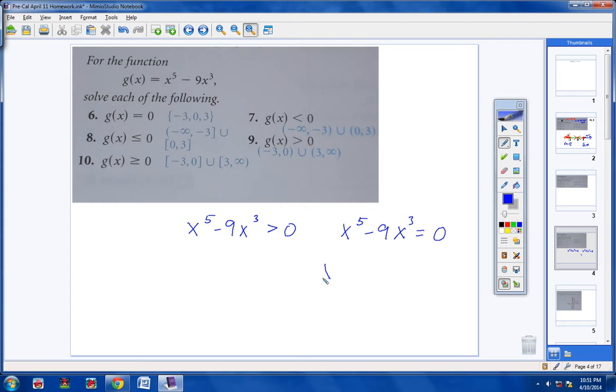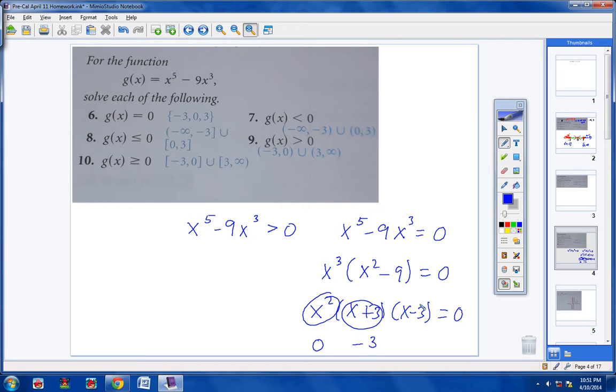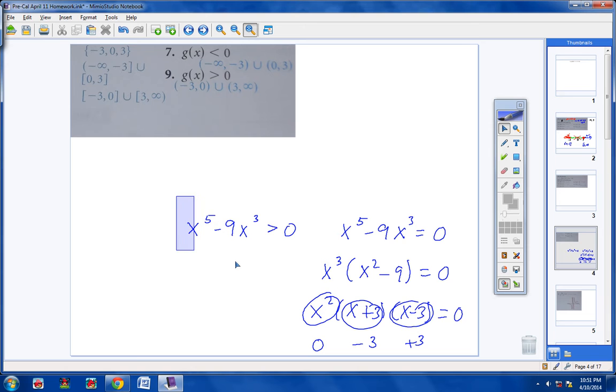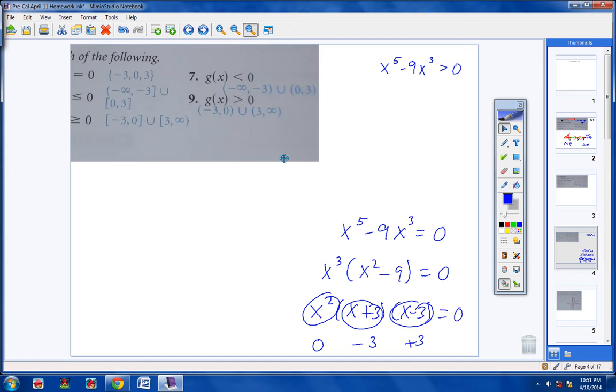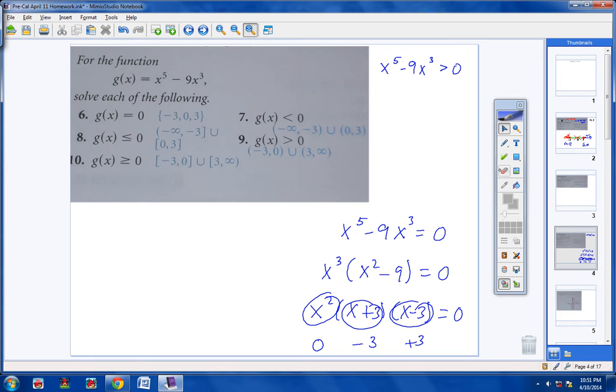Next we factor, so we're going to pull out an x cubed, and we're left with x squared minus 9, and then we're going to factor the x squared minus 9, and that's going to be x plus 3 times x minus 3. Now for this group right here, we get a 0. For this group here, a negative 3, and for this group here, a positive 3. So there's your 3 critical values. Okay, so let's quickly slide this up for a second, shrink this down a little bit, pull this up here, and now we can erase this.